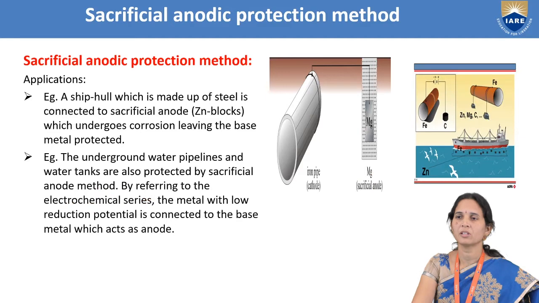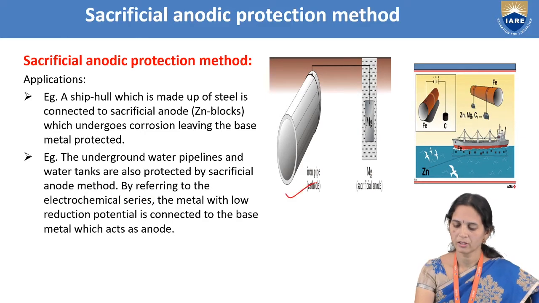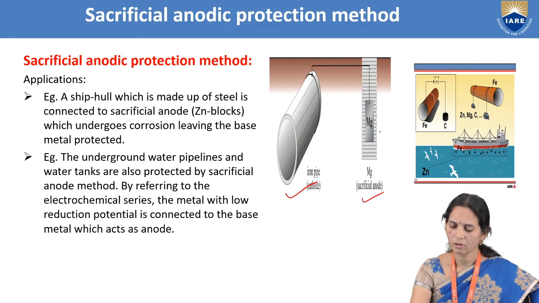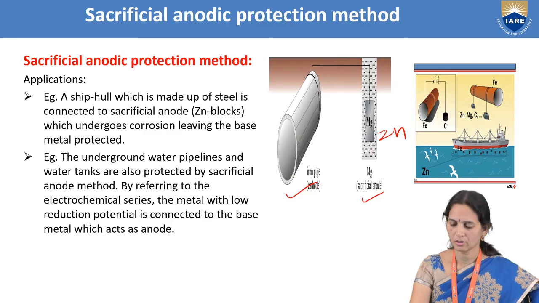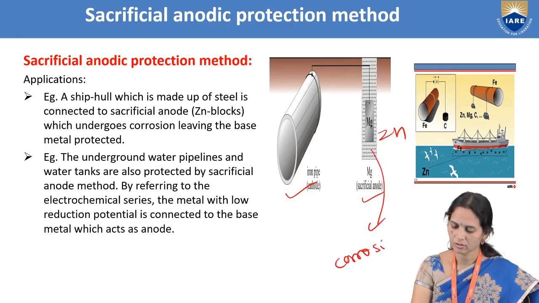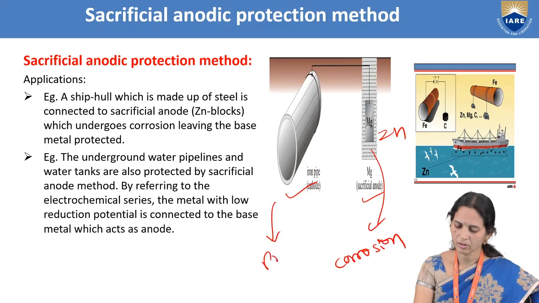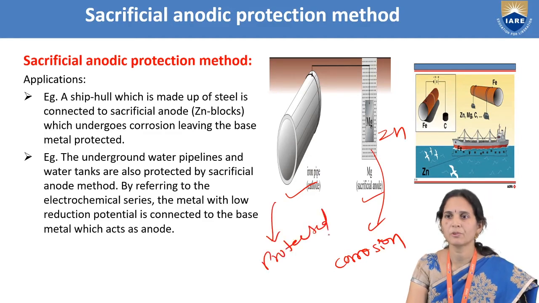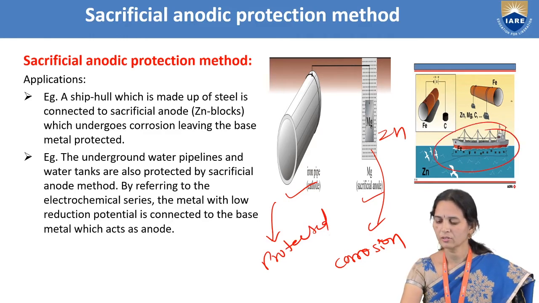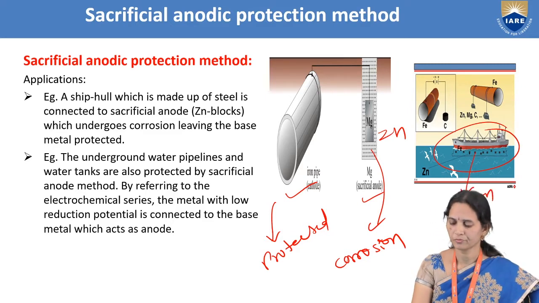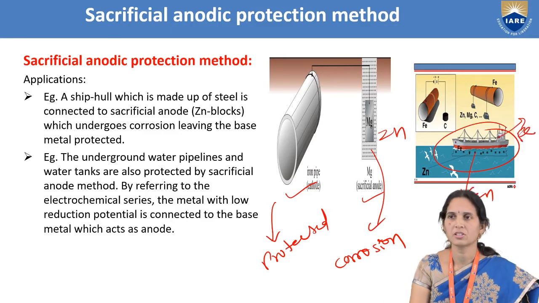Another example we can take is an iron pipe connected to magnesium, or you can connect it to zinc also. That will undergo corrosion, and the iron will be protected. You can take a ship also. We connect it to the more active metal zinc, and the iron, which is made of steel, is protected. This is called the sacrificial anodic protection method.